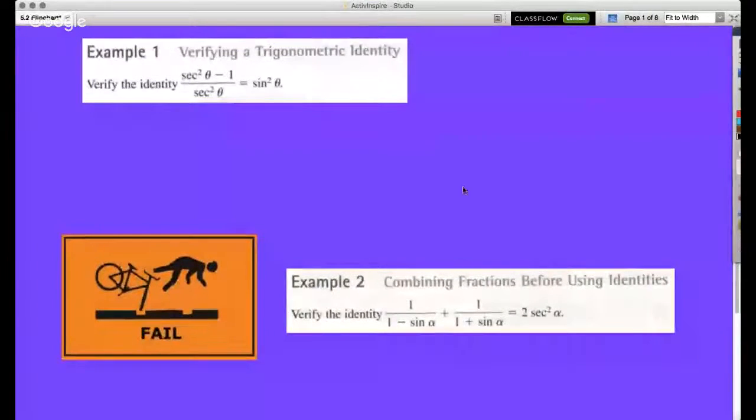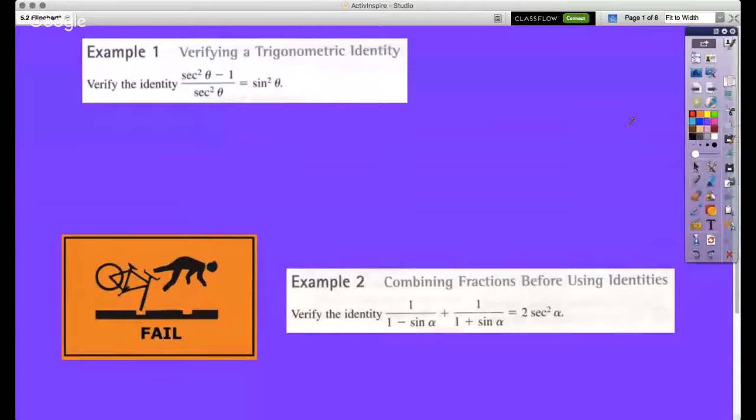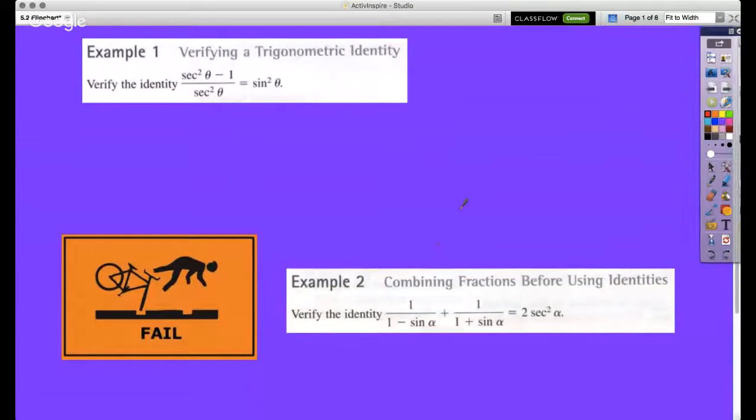Make sure I'm logged in. Perfect. Let's go to example 2. First thing we want to do is choose the toughest side. In this instance, we have 1 over 1 minus sine plus 1 over 1 plus sine.